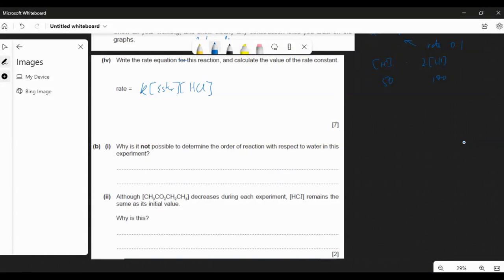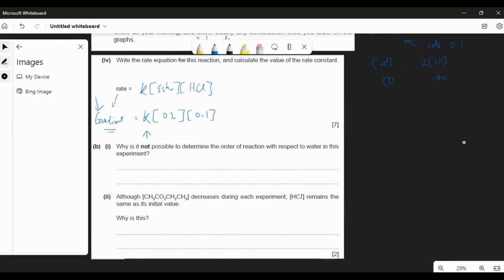Write the rate equation for the reaction and calculate the value of the rate constant. Right, now you use your gradient here. Gradient for one of your graphs. I'd pick the one that they drew. Is equal to k, that's the unknown. Now you know the concentration of the ester. I think it was 0.2, something like that. And you know the concentration of the HCl was something like 0.1. So you can find the k here, and this is the gradient for their graph. Okay, I hope this is making sense. I'm rushing through this a bit, but if it doesn't make sense, give me a shout and I'll redo this one.